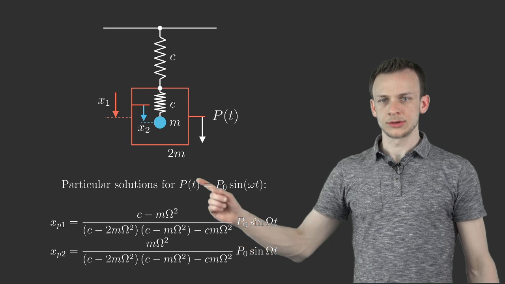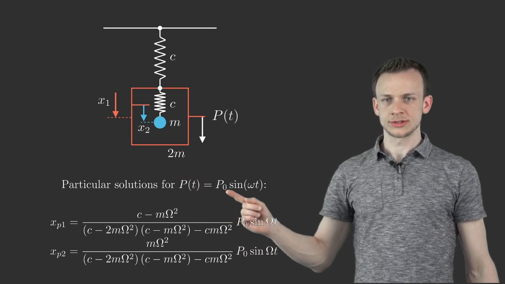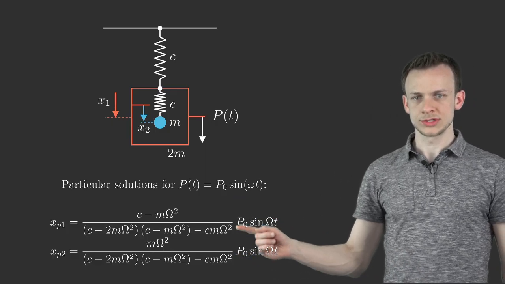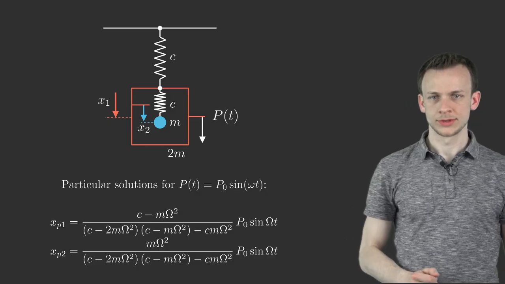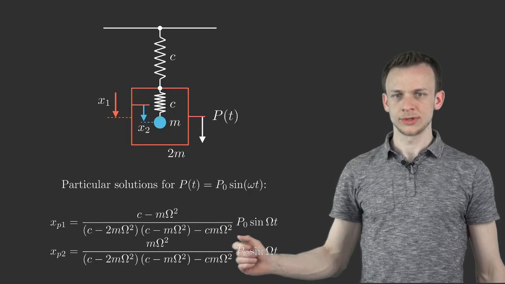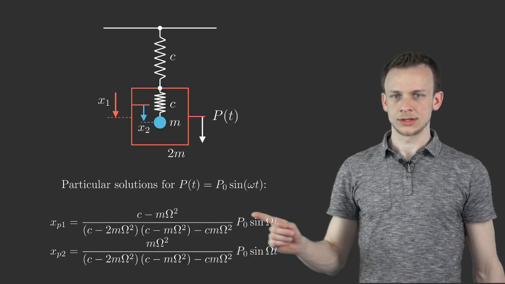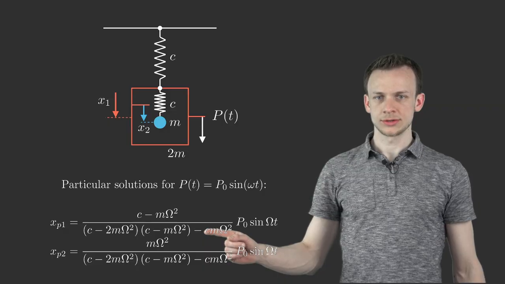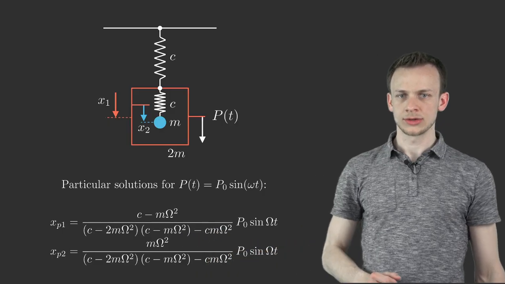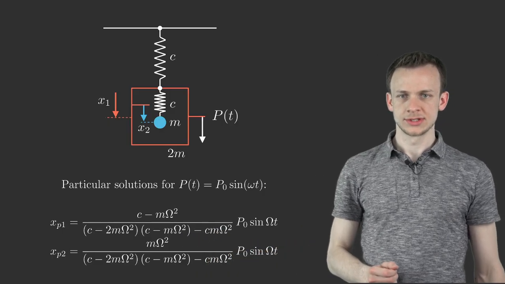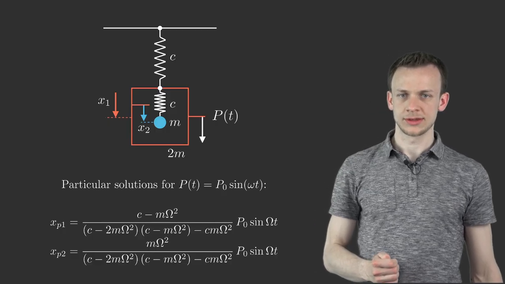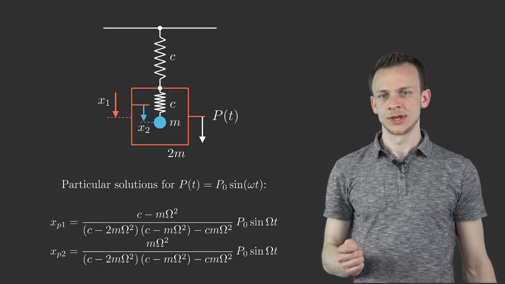We can find the particular solutions for this given harmonic excitation here. And of course, we have two solutions because we have 2 degrees of freedom. And if you have a close look, you can see that we have the same denominator. And if we study the zeros of the denominator, we can find 2 angular frequencies. So these are the natural angular frequencies of the system and the resonant frequencies.